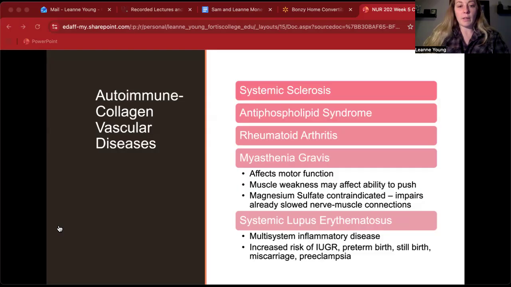Systemic lupus is a multi-system inflammatory disease. With these patients, we need to know that it is linked with an increased risk of intrauterine growth restriction, preterm birth, stillbirth, miscarriage, and preeclampsia.